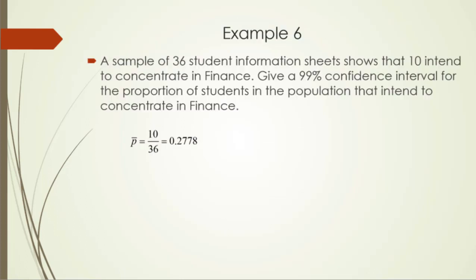In this example, we would want to calculate the sample proportion of finance majors first. That would be 10 over 36, because 10 students out of 36 intend to concentrate in finance. The sample proportion P bar is 0.2778.